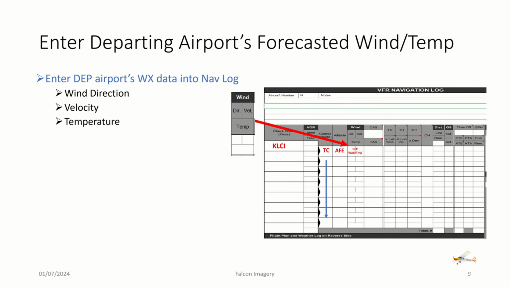Enter the departing airport's forecasted wind and temperature information. You want the wind direction, velocity, and temperature. You can get that from the METAR or preferably during your weather brief.